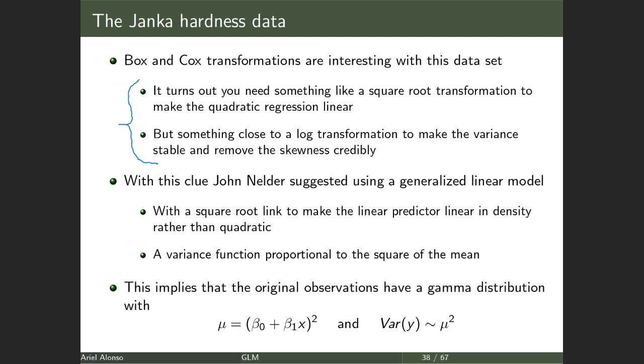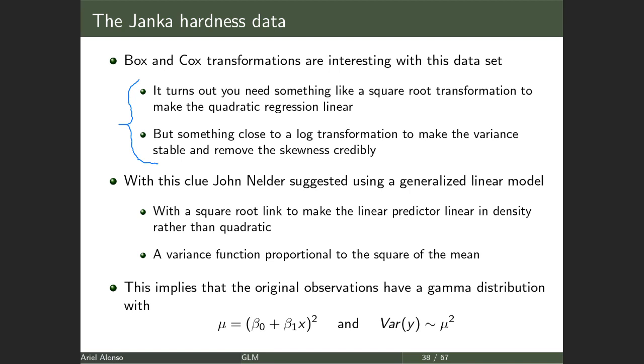You linearize your model. But when applied on the quadratic model, what you need here is a log transformation to make the variance stable. So he consulted with John Elder, and John Elder proposed a very ingenious idea. He said, well, what you need to do is use a generalized linear model there. Don't use a linear model, use a generalized linear model. But now use a root square link to make the linear predictor linear in density.